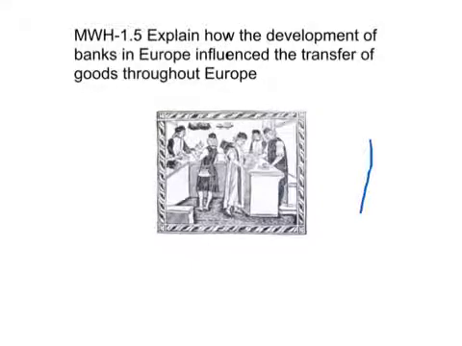This is Modern World History Standard 1.5, explaining how the development of banks in Europe influenced the transfer of goods throughout Europe. Just to go back over some of the things we've already learned in the other standards, we know that the feudalistic societies failed or collapsed because of the Crusades that were fostered by the Catholic Church. Militarily, they had failed over the 200 years, but what came out of that, as we already know, is massive trade routes through the sea and land, and ideas into Europe that had not been there throughout the Middle Ages.